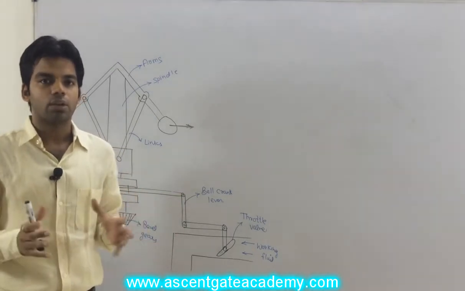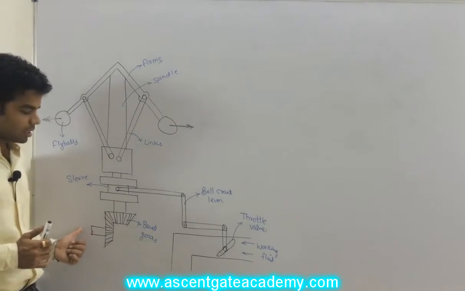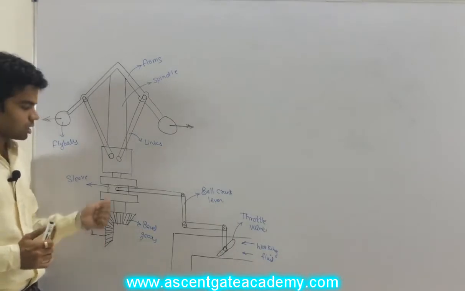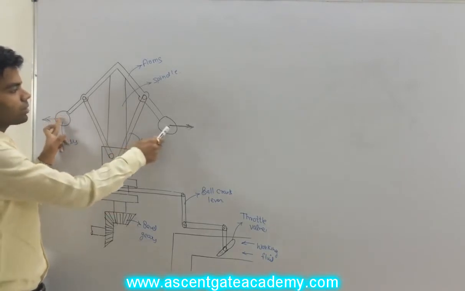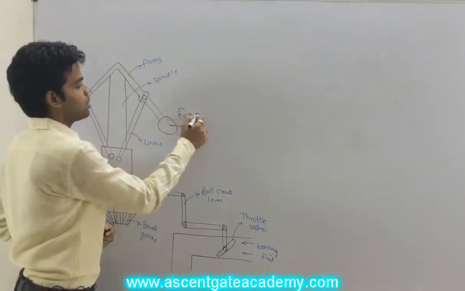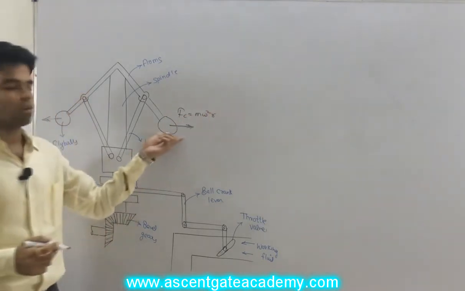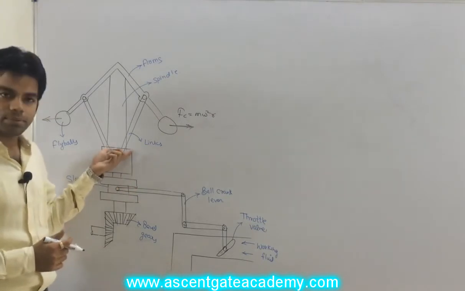On the contrary, if the load is decreasing, what will happen? The speed of the engine will increase, so the speed of this spindle will increase. This will increase the speed of this fly ball, and more centrifugal force will be acting here. The spindle, the sleeve will lift.